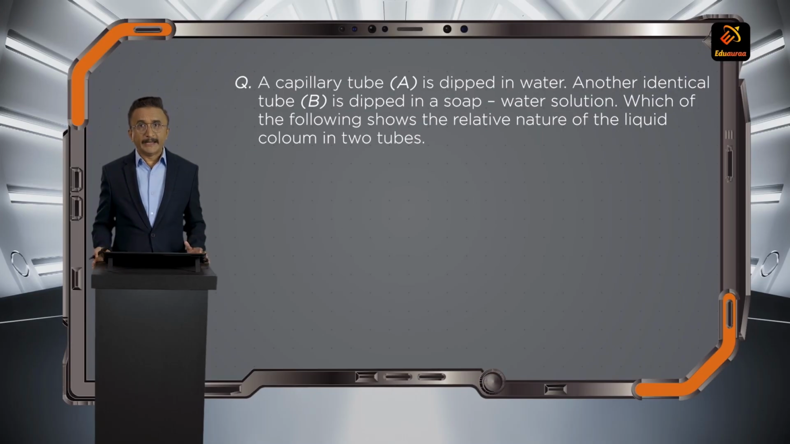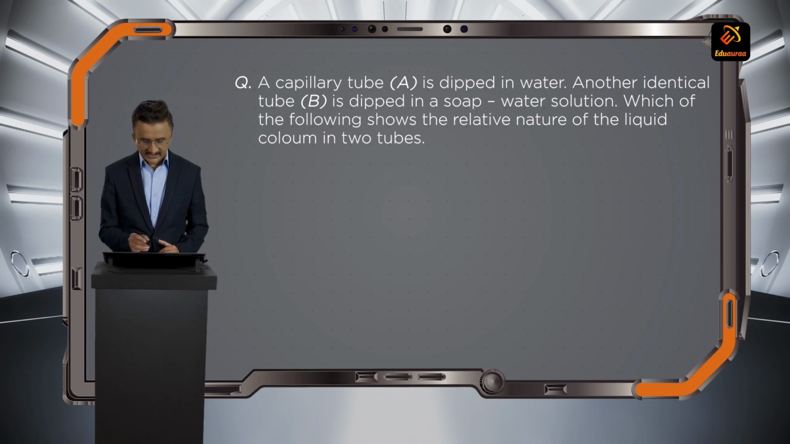I am your physics mentor Umesh Nirgun, and today I would like to discuss the previous year question of surface tension. A capillary tube A is dipped in water, another identical tube B is dipped in the soap water solution. Which of the following shows the relative nature of the liquid columns in the two tubes? So let me discuss the diagram one by one.